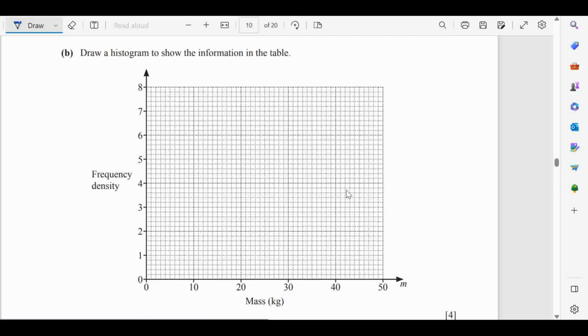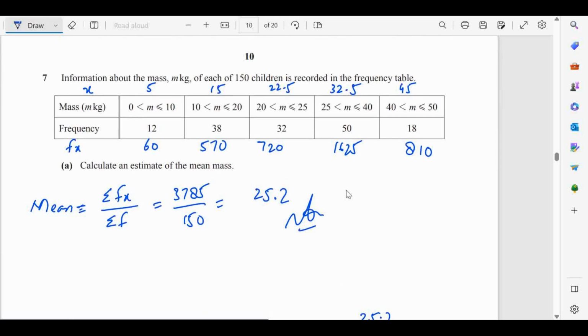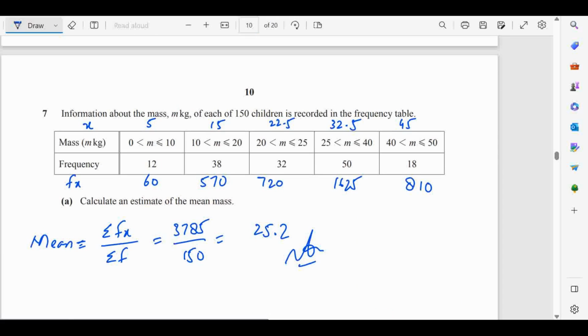Draw a histogram to show the information in the table. For a histogram, we know that the frequency density is equal to the frequency divided by the class width. So we can directly find the frequency density for each class. So 12 divided by 10 will be equal to 1.2.